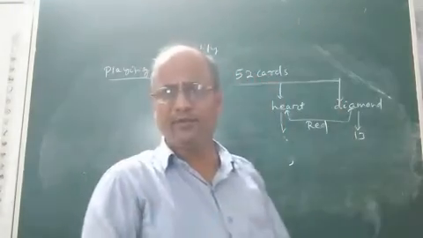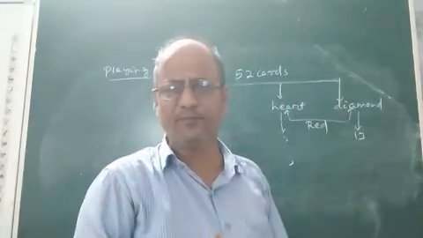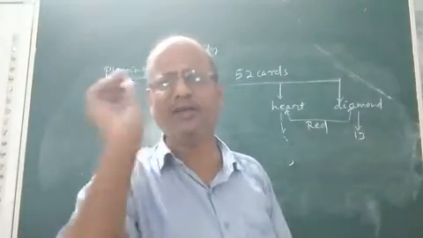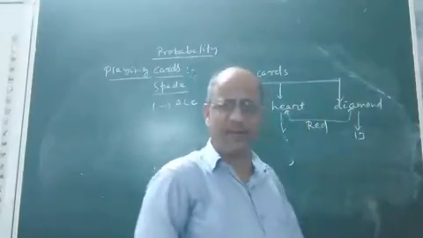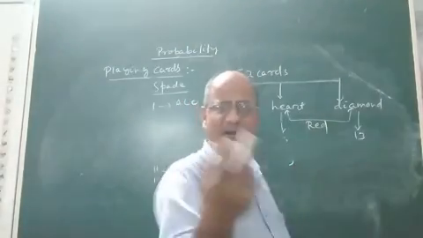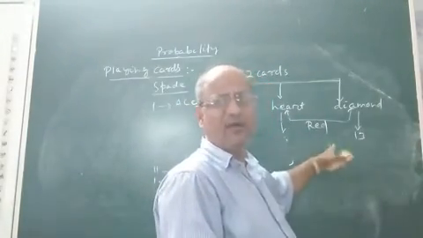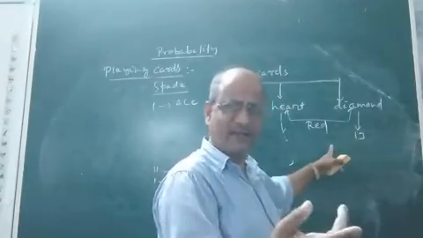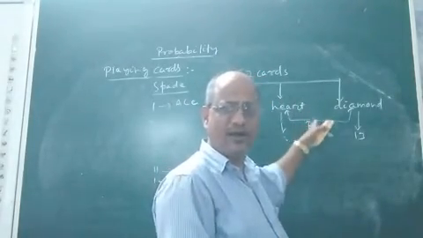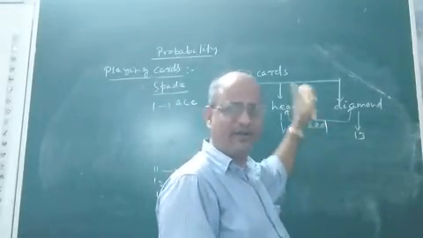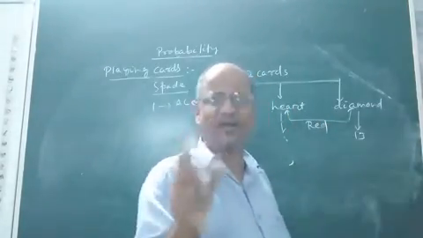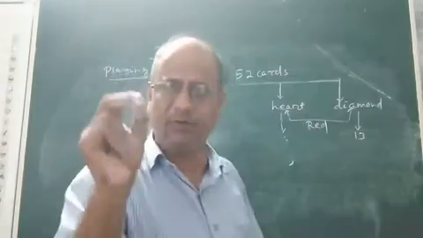Now the point is, if there are a total of 52 cards, how many red kings are there? Definitely two red kings, one from heart and the other from diamond. How many red queens? Two red queens. How many red jacks? Two red jacks. So there are two red aces, two red kings, two red queens and two red jacks in a well shuffled pack of 52 cards.